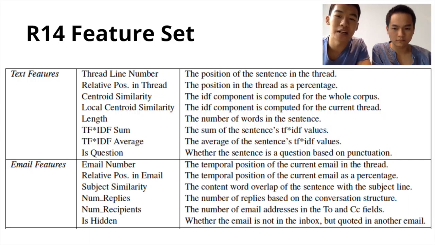For example, we have text features such as the line number in the thread, the position of the sentence in the thread, the length of the email, and whether the email is a question. We also do some things with TF-IDF. There are four features based on TF-IDF, which is a very important measure, and Quan will talk more about this in a bit. For some of the email features, we have the number of the email within the thread, the number of recipients of the email, how similar the email subject is to the current sentence, and all these different features.